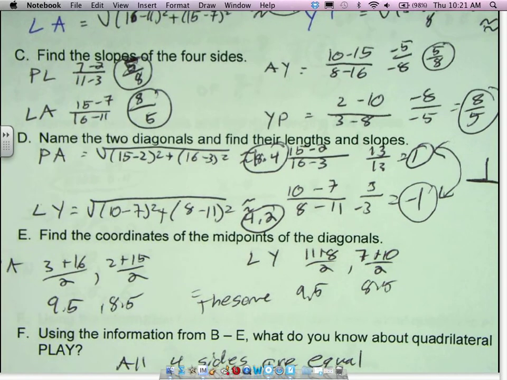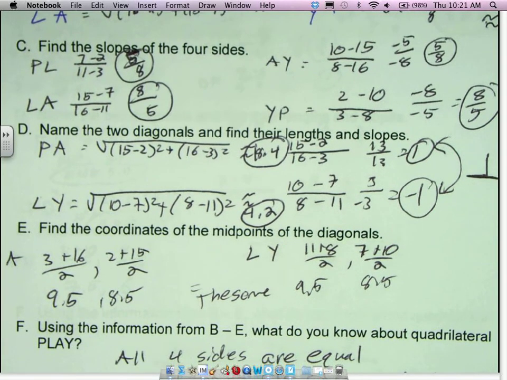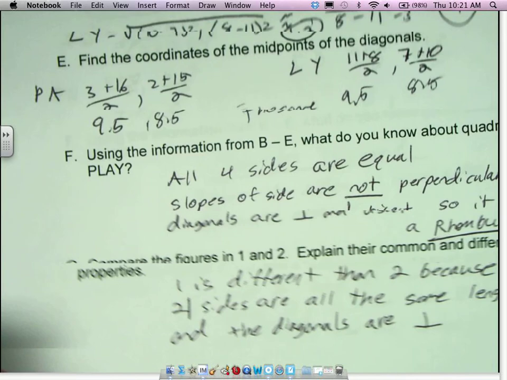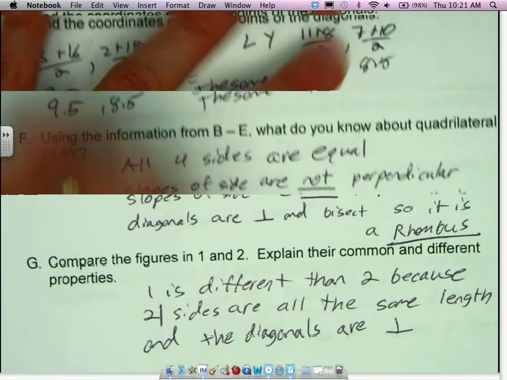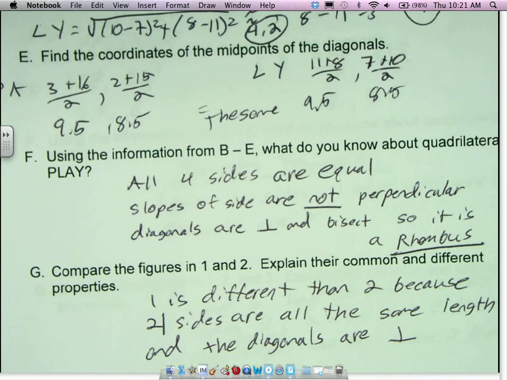All right, I'm going to move it up so we can look at F and G, because they're the longer ones. For F, all four sides are equal. Slopes of the sides are not perpendicular, but they are parallel. Diagonals are perpendicular and bisect each other, so it is a rhombus.